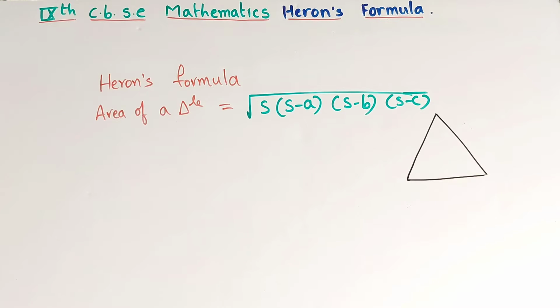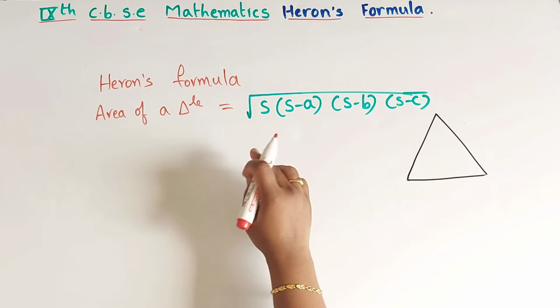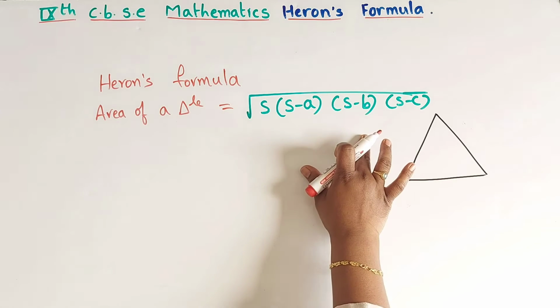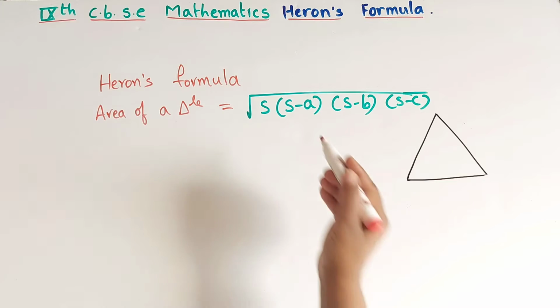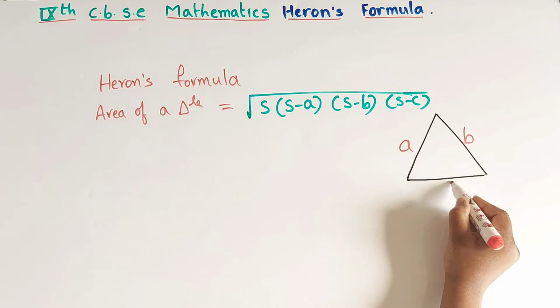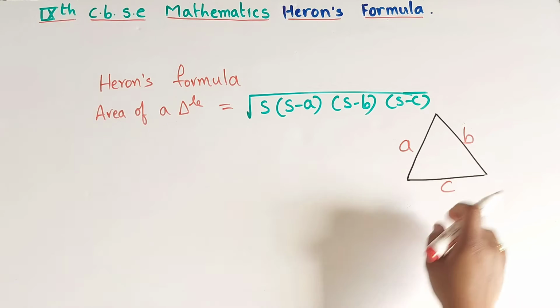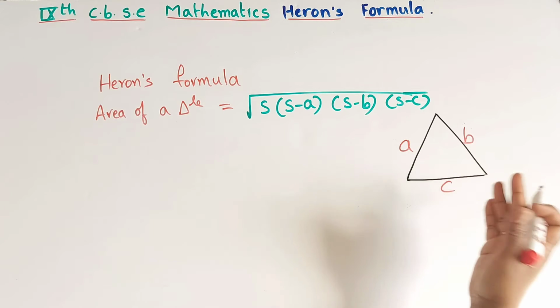Heron is a great mathematician children. He has given the formula: area of a triangle equal to root of s into s minus a into s minus b into s minus c. Right children? Here A, B, C are sides. A, B, C are sides of a triangle. That means if you know sides of a triangle, you can find out area of a triangle. Right children? For that you don't need height.